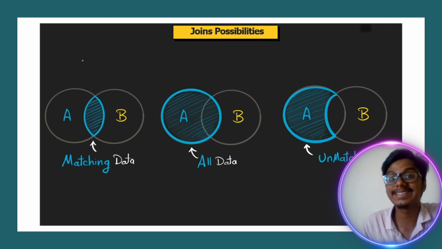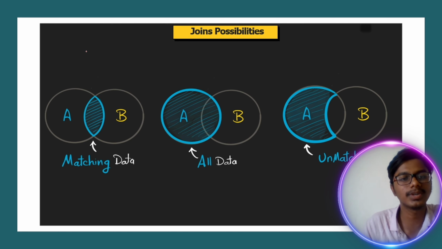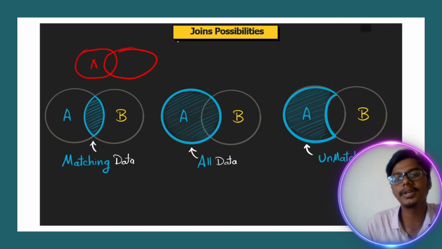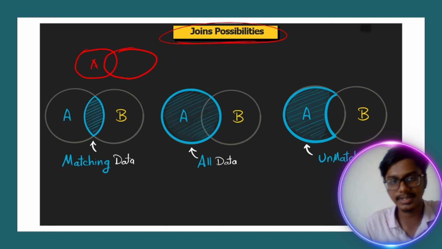Have you guys studied Venn diagrams in 12th standard or 10th standard? That's what I'm going to teach in this video. Consider this is my circle A, and this is my B. We are going to see the join possibilities, how we are going to join. What are the possibilities of joining the data? That's what I'm going to teach in this session.